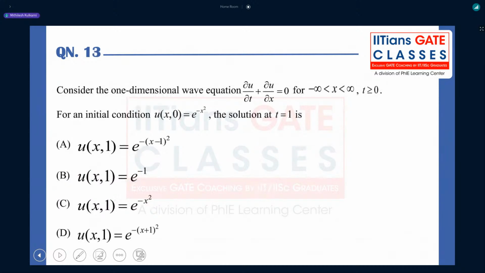Consider a one-dimensional wave equation: dou u by dou t plus dou u by dou x equal to 0, and x is varying from minus infinity to plus infinity, t is greater than or equal to 0. For initial condition u of x comma 0 equal to e to the power minus x square, the solution at t is equal to 1 is.